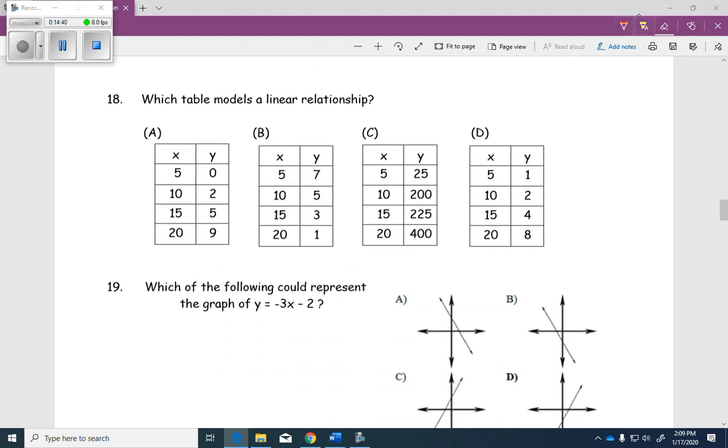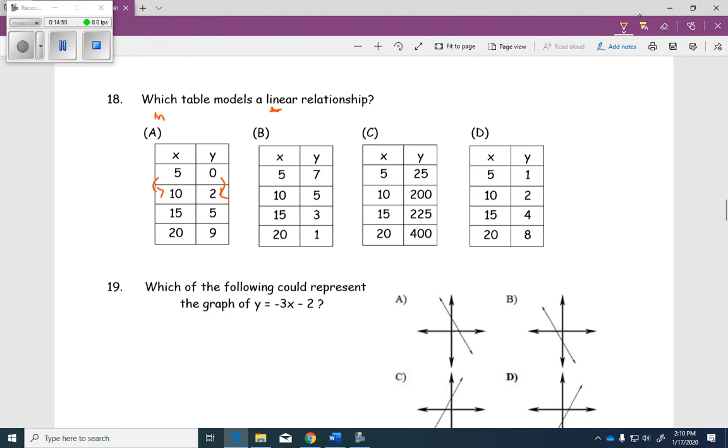Number 18, we really did not tell when we have a linear relationship or not. We haven't done that yet. It's in a future lesson. I will tell you something we did do, though, when it deals with tables. We would find the change in y over the change in x.